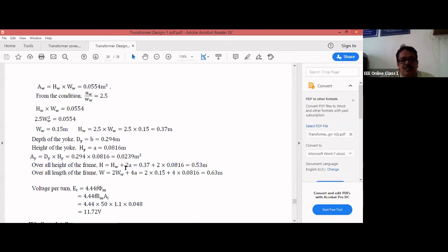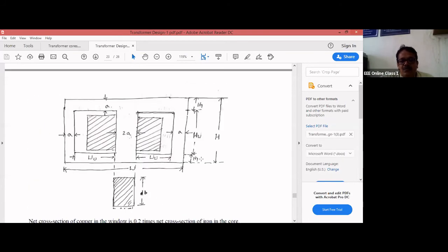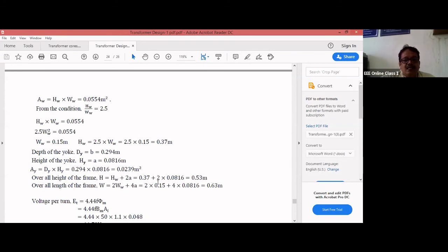H is equal to HW plus 2a. Same thing, overall height is HW plus 2hy. 2hy is nothing but what? 2a. Okay, hy is equal to a. And then you put the values and calculate the overall height of the frame.